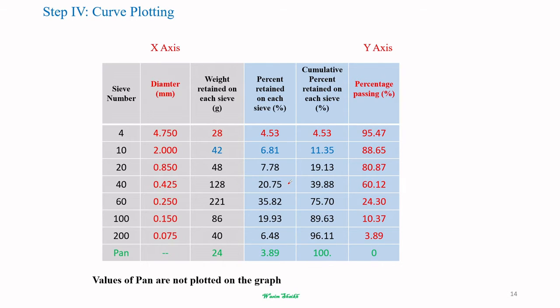plotting. So when we plot the particle size distribution, what values are we plotting? We are plotting diameter on the x-axis and percentage passing on the y-axis. So these two are the values that will come onto your graph. A very important thing that you must notice here is that the value of pan is not plotted on the graph. Why is it not plotted? Because pan does not have any diameter. Pan is a container which does not have any holes, so nothing is passing through it. That's why we don't plot it. Okay, so let's get back to curve plotting.